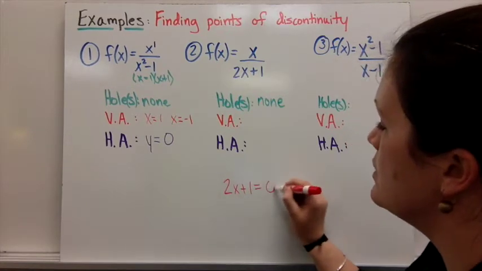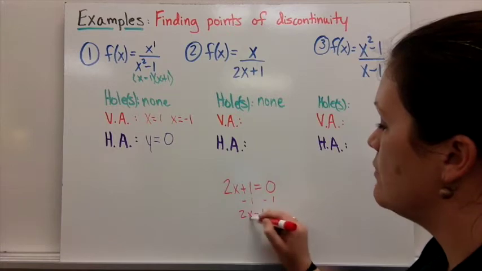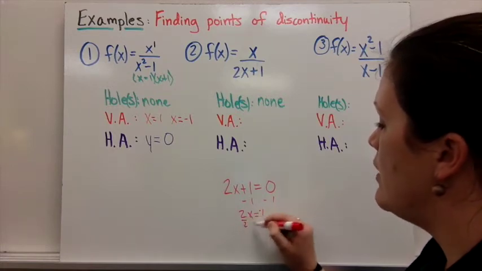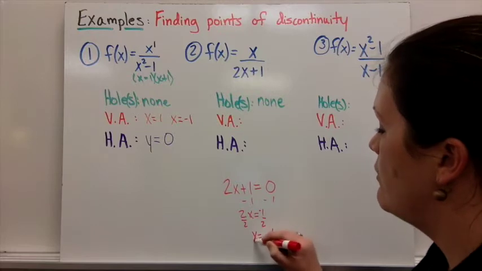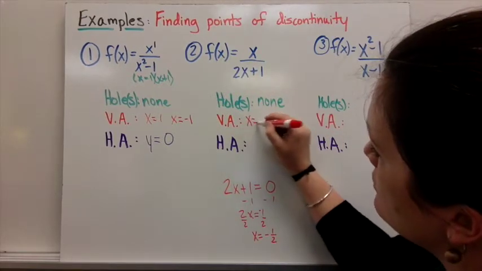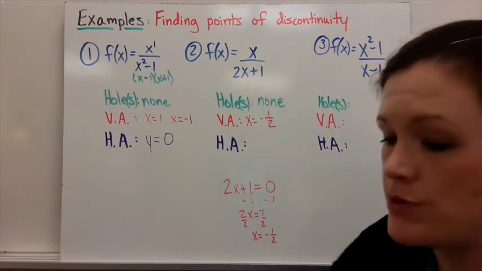So if 2x plus 1 equals 0, we could subtract 1, so 2x equals negative 1, and we could divide by 2, so we get x equals negative 1/2. So that is our vertical asymptote. So it's what would make the denominator equal to 0.